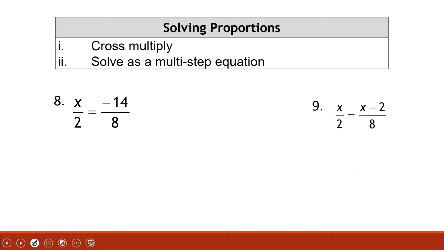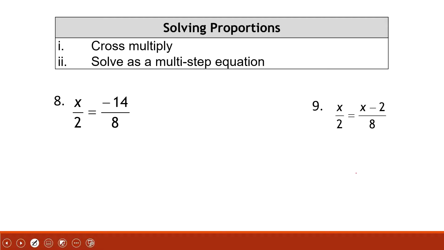This is a big thing we're going to need to do as we get into geometry. We're going to start comparing shapes proportionally to see what sides have to be equal. So we're going to need to be able to solve proportions, which was an algebra concept. There are only two steps. Really, you cross multiply and then you solve it as a multi-step equation, which we just went over.